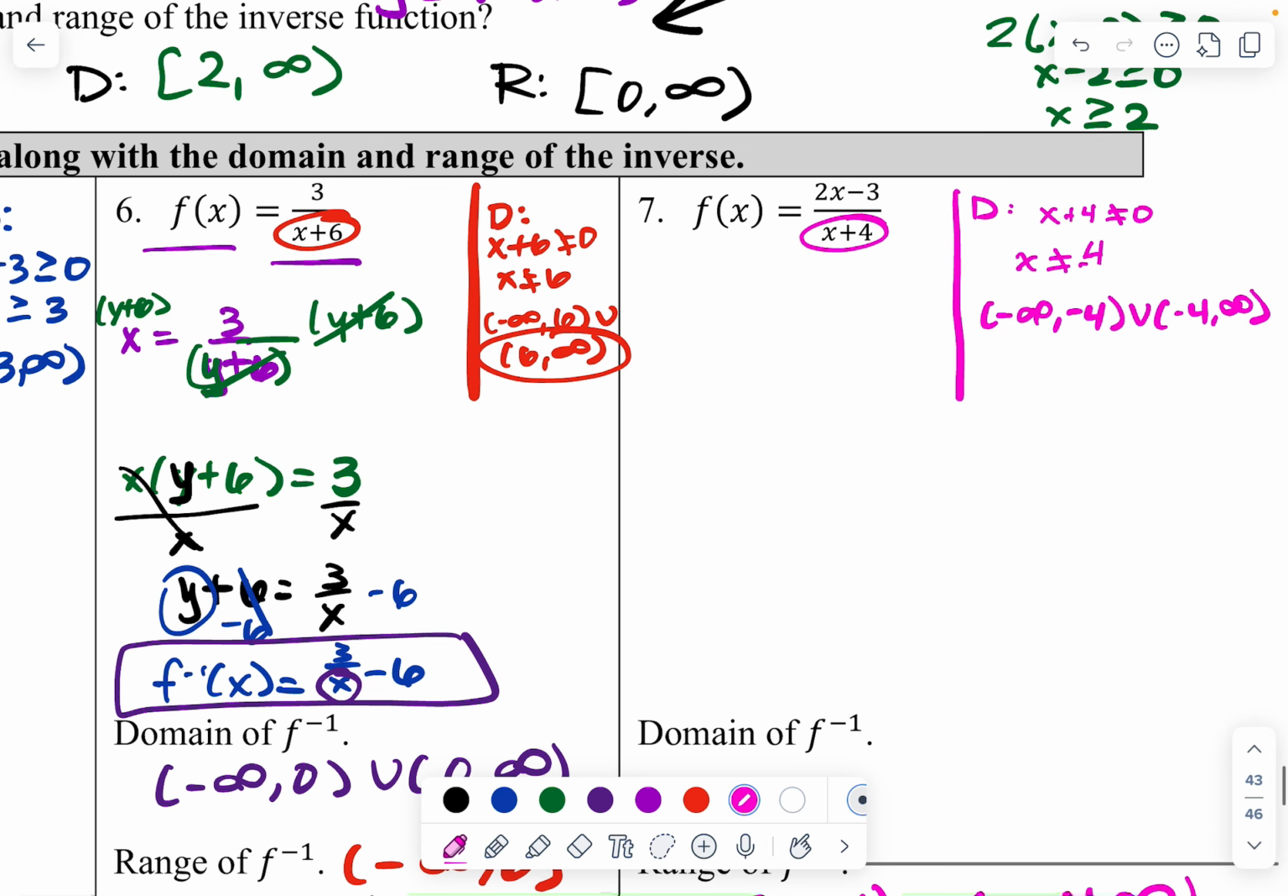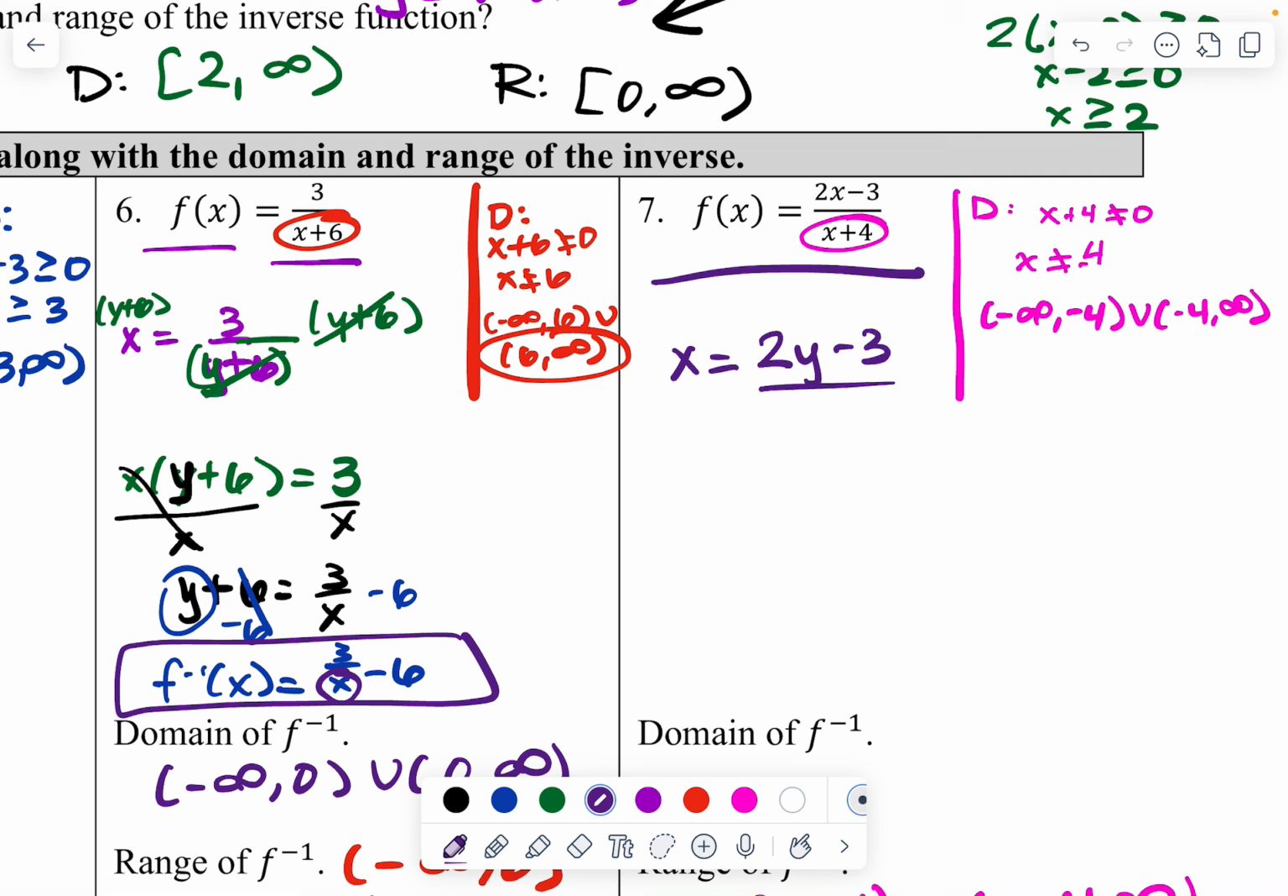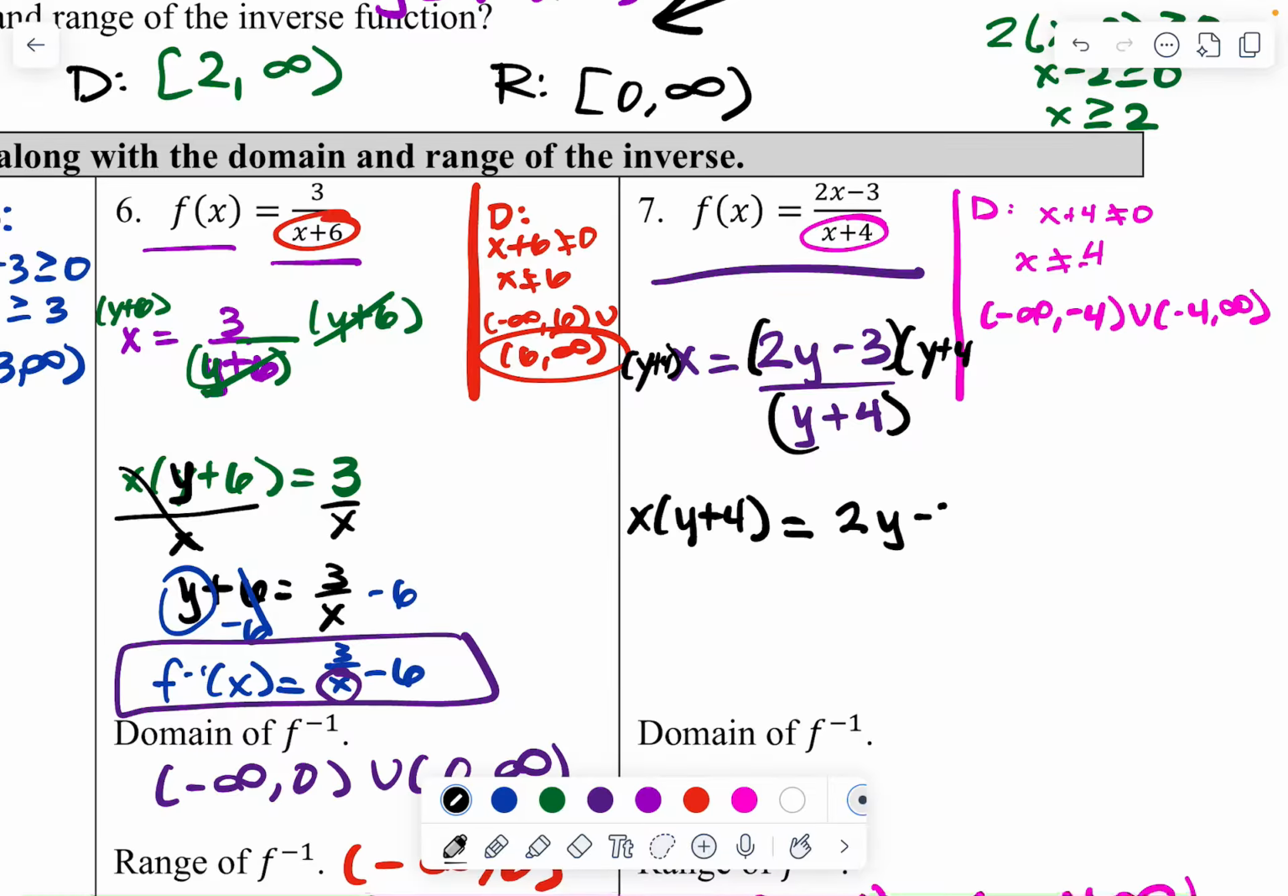And now let's find the inverse, okay? So again, let's find the inverse. Instead of x, we use y, and x is now y plus 4. Okay, so again, we're trying to get y by itself. We're going to multiply it out of the denominator. Multiply y plus 4 here. So we get x times y plus 4 equals 2y minus 3.